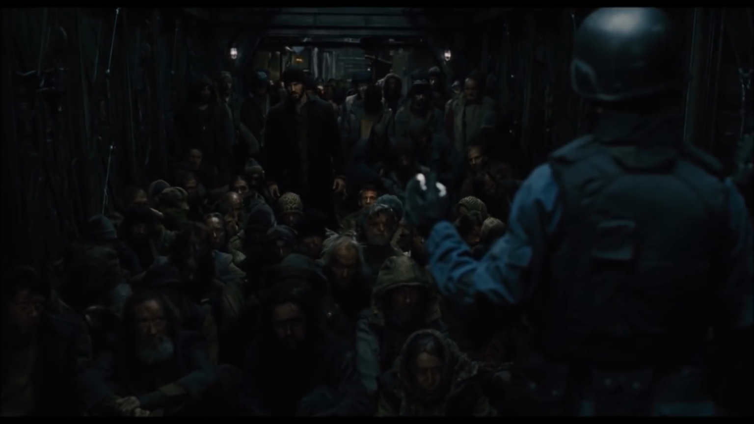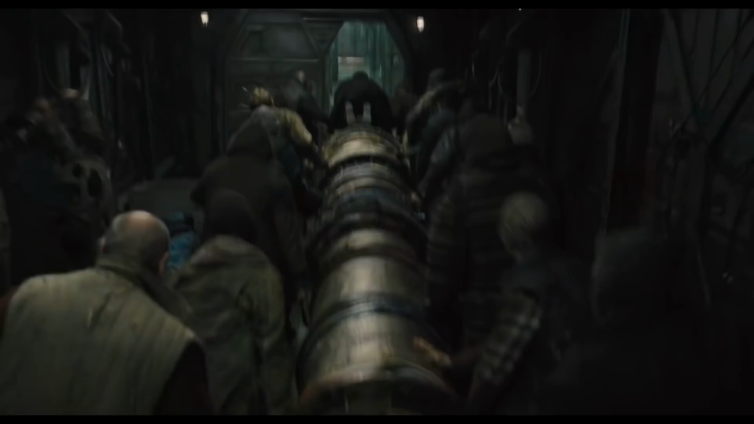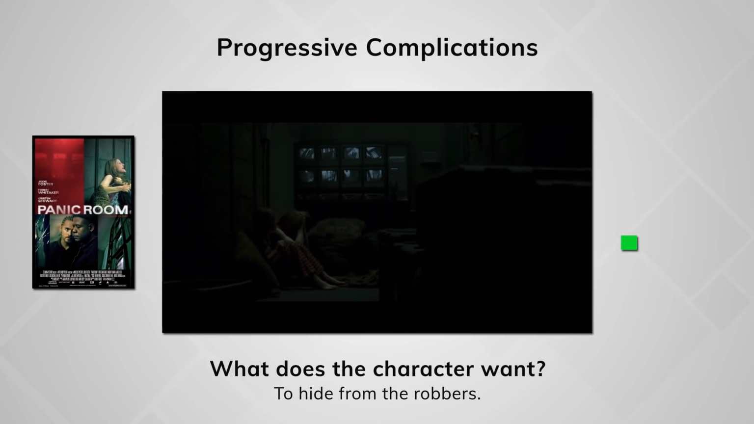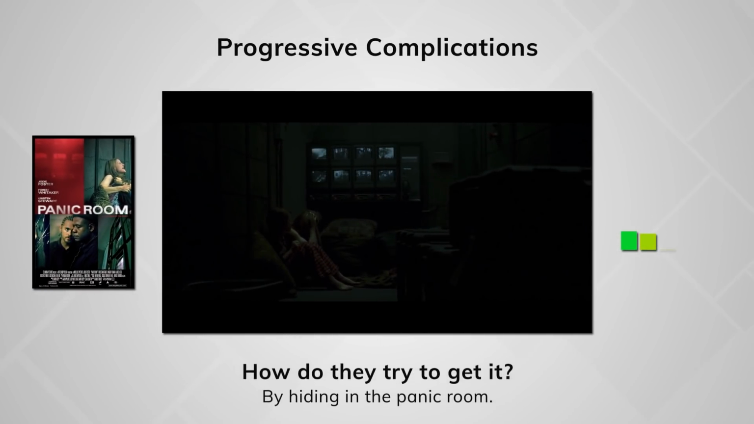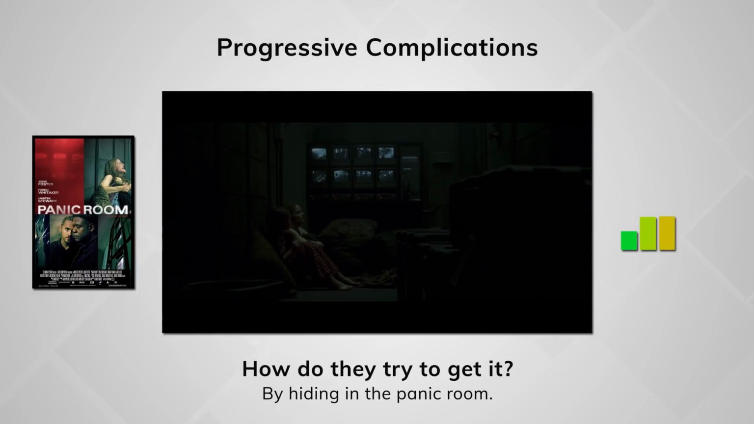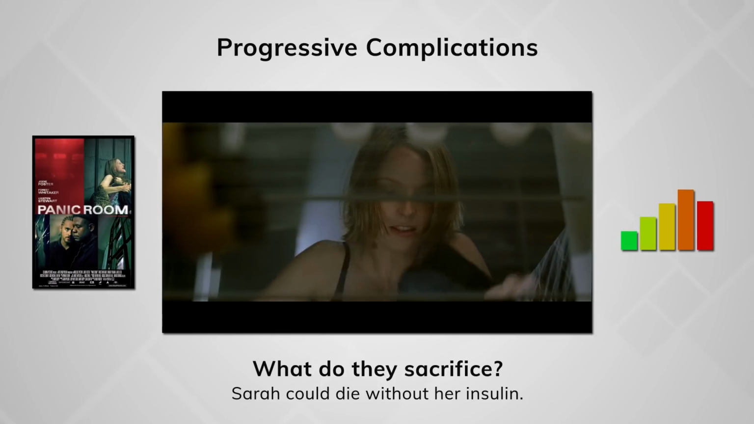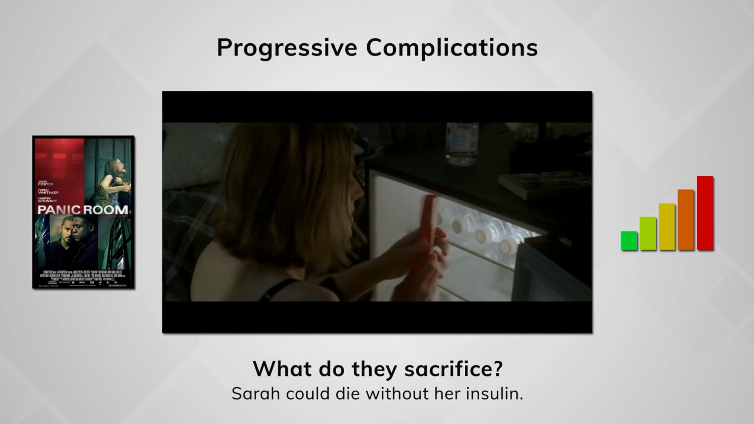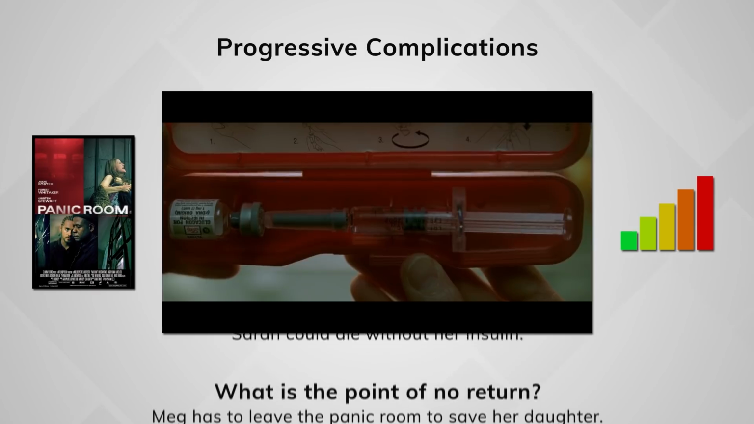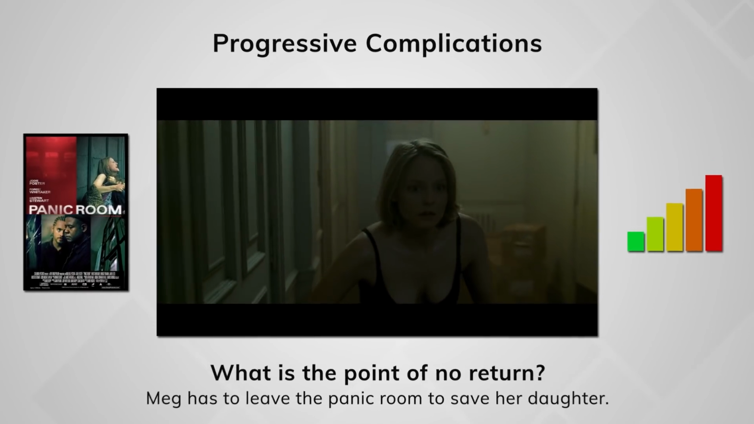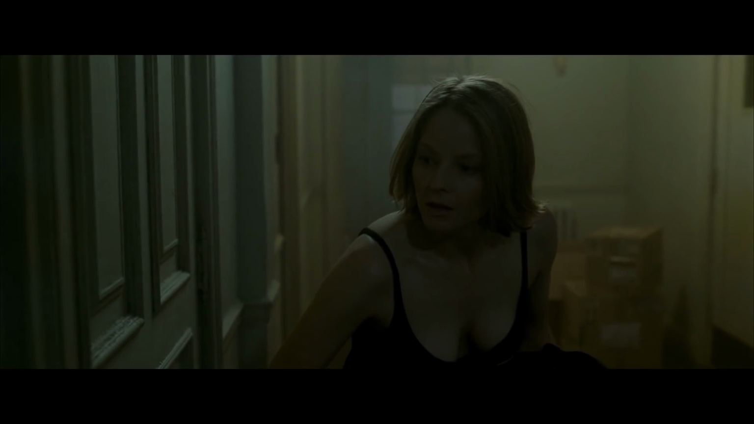By forcing your characters to sacrifice, you create points of no return that change their situation. In Panic Room, Meg wants to stay in the panic room and wait the robbers out. And she gets what she wants. However, Sarah suffers a seizure. Meg must get the syringe for her daughter or Sarah will die. This is a point of no return because Meg's situation is fully changed and there is no going back.